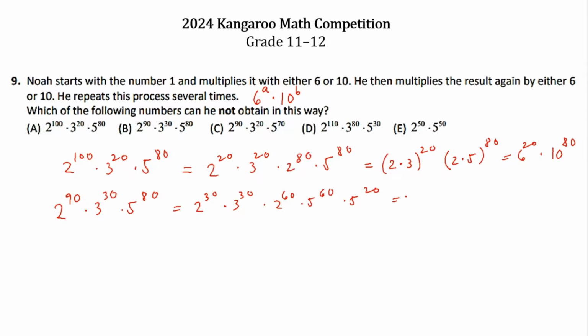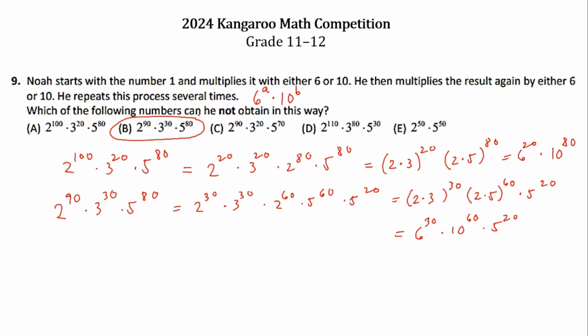So we have 2 times 3 raised to 30 times 2 times 5 raised to 60, times 5 raised to 20. Now obviously it's not of the form 6 raised to a times 10 raised to b, because this is 6 raised to 30 times 10 raised to 60, and we have an extra factor which is 5 raised to 20. Alright, so we don't have to try out C, D, and E. The answer is option B. But if you want to check C, D, and E, you can do that.